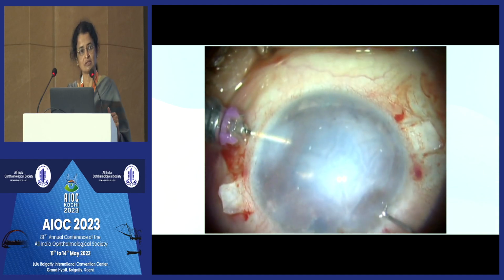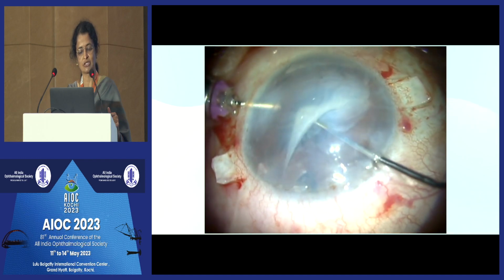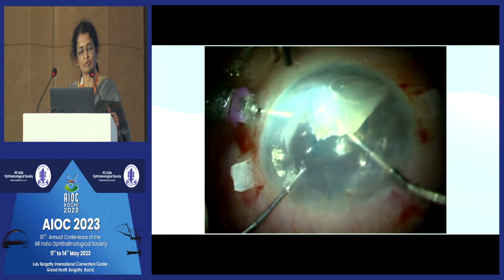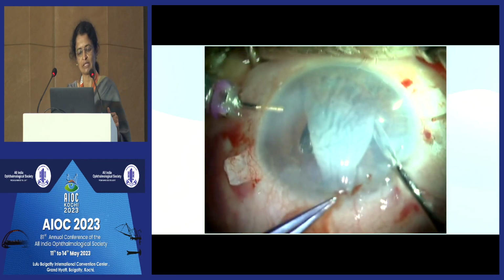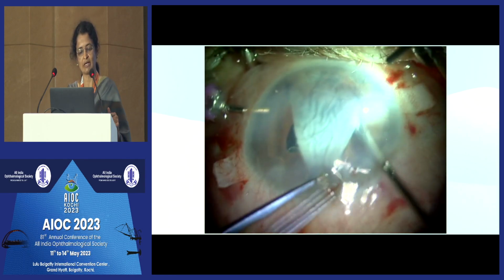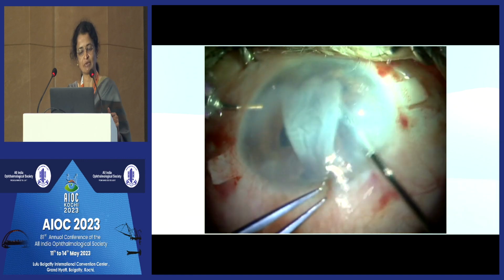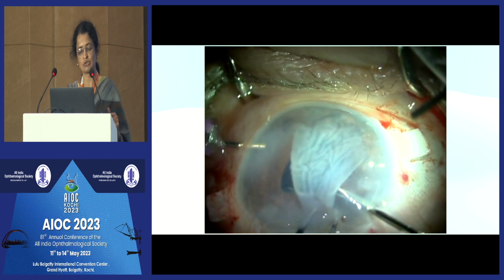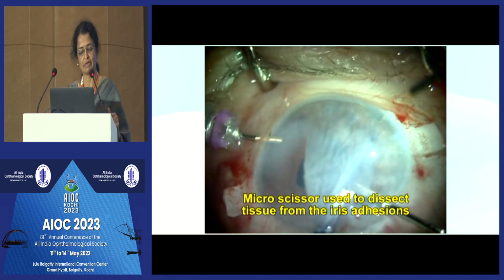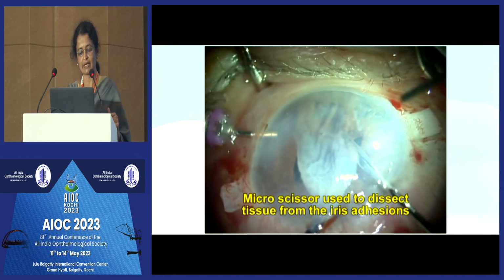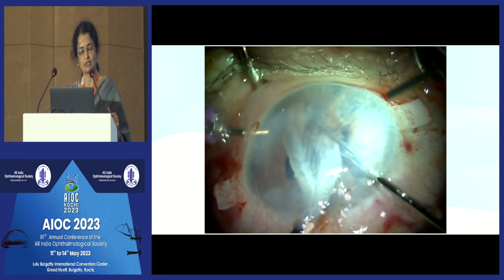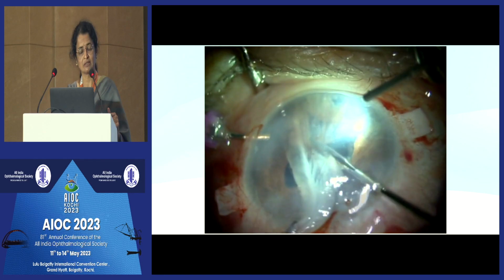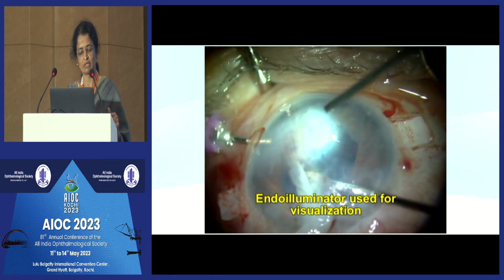Since there was repeated air injection with a lot of inflammatory reactions, the Descemet membrane initially started peeling very easily, but once we went into the inferior part, we saw that the Descemet membrane was very well attached to the iris tissue, so we had to use micro scissors to cut the Descemet membrane from its peripheral adhesions. We have to preserve as much iris tissue as possible without pulling it out, so we carefully dissected the Descemet membrane from the iris tissue.